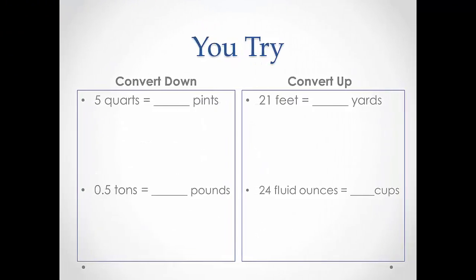Now I want you to try a few on your own. I want you to try 2 where you convert down. So on the left-hand side, you're going to go from 5 quarts down to pints, and then you're going to go from a half ton down to pounds. And then on the right-hand side, you're going to convert up. So you're going to go from 21 feet up to yards, and finally from 24 fluid ounces up to cups.